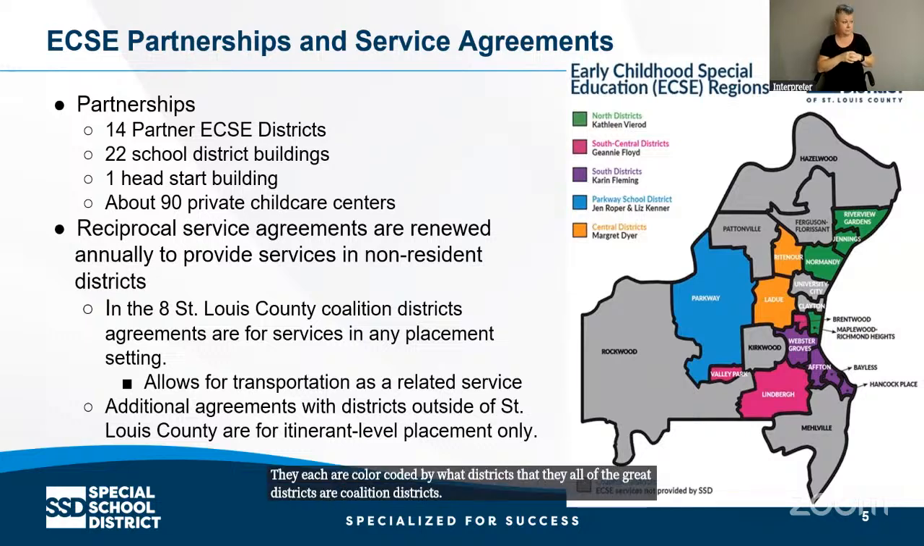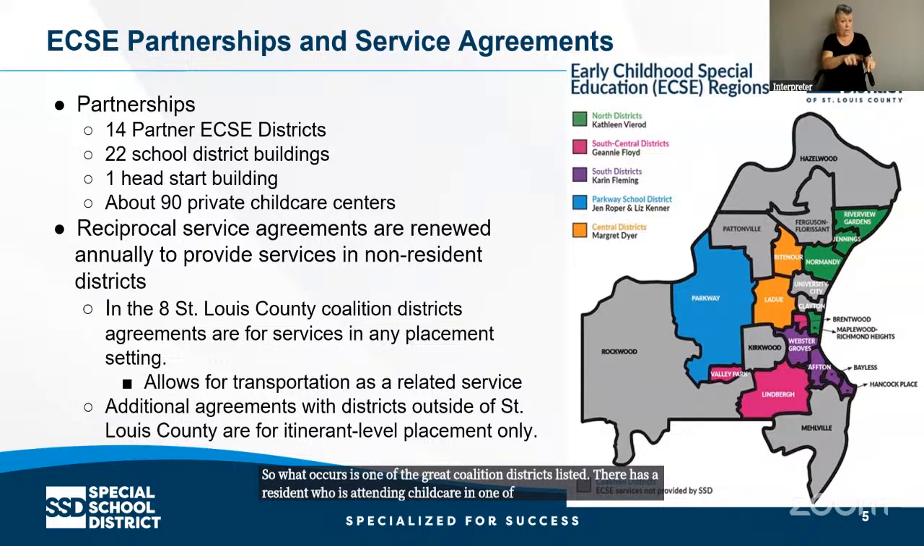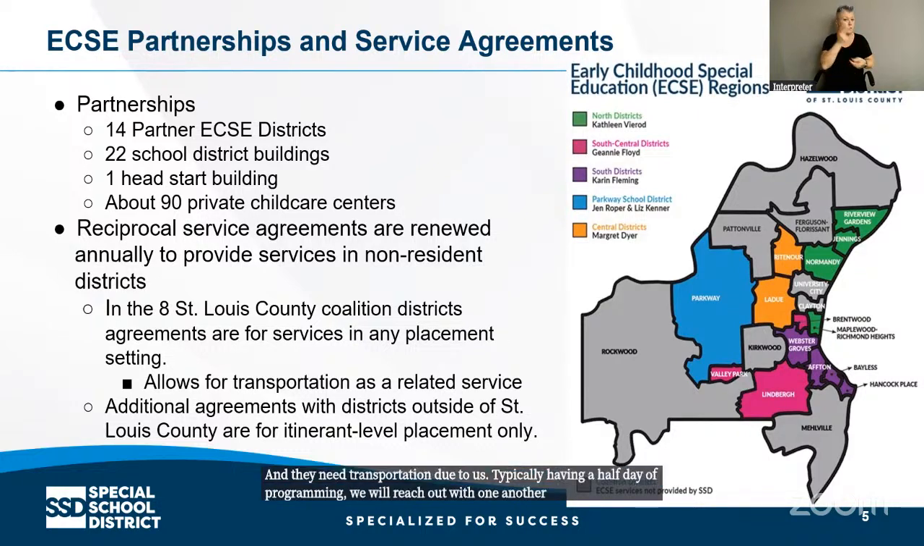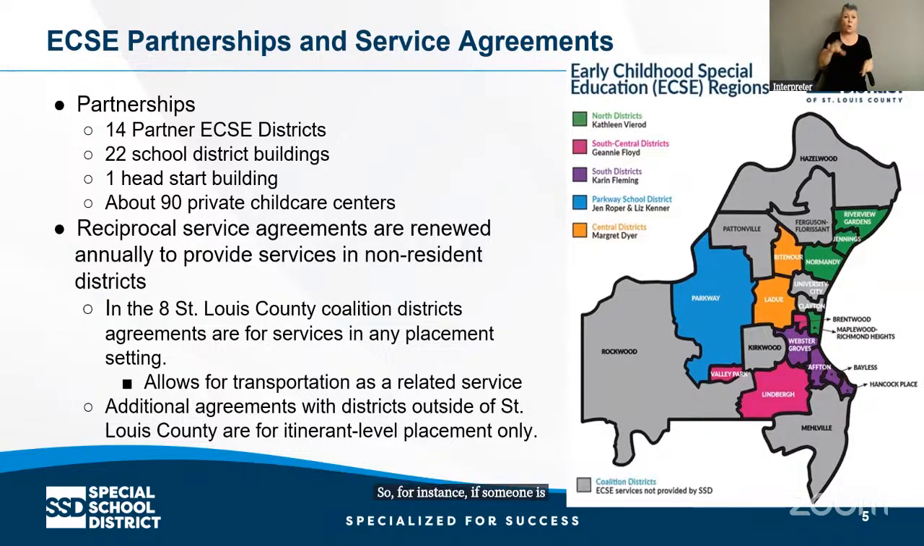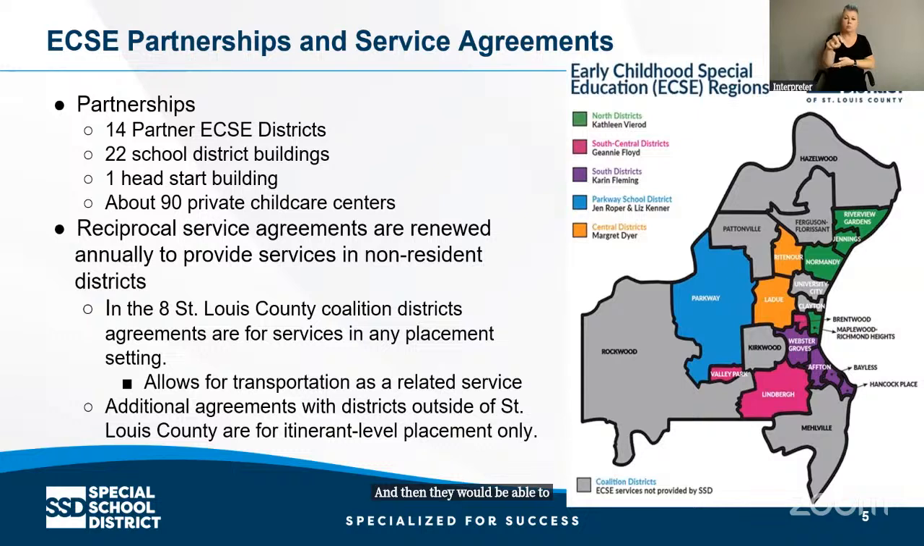So what occurs is if one of the gray coalition districts listed there has a resident who is attending child care in one of our districts or vice versa, and they need transportation, due to us typically having a half day of programming, we will reach out to one another to find out if they are able to provide those services. For instance, if someone is attending Overland Head Start, that is in Pattonville School District. If one of our Rittner students is attending there, we will reach out and ask them if they would be able to provide those programming services, and then the student would be able to get the education through Pattonville School District.